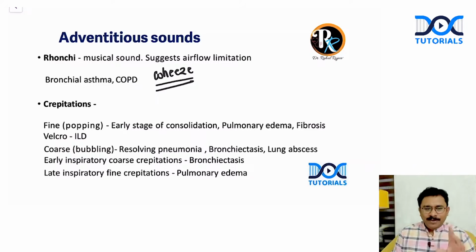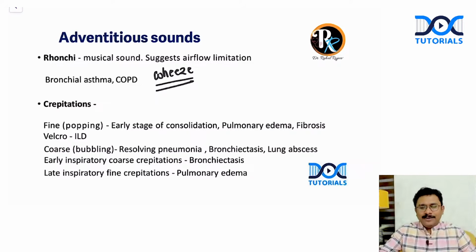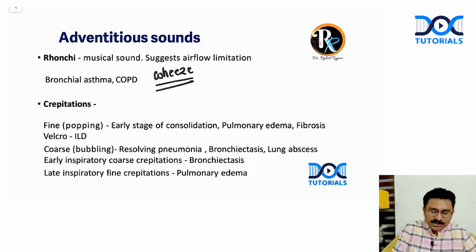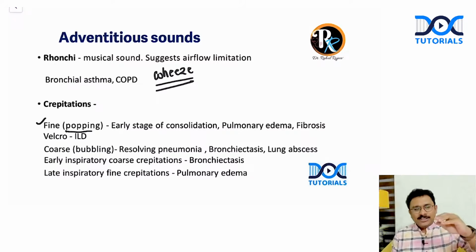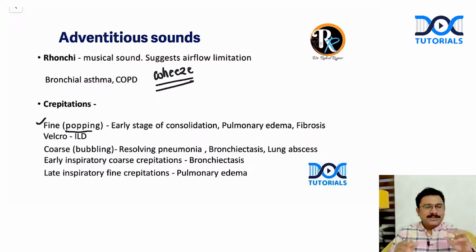Now coming to crepitations. Now there are different types of crepitations. One is a fine crepitation. So where do you get fine crepitations? Fine crepitations have a popping quality. It is seen in case of an early stage of consolidation, pulmonary edema and fibrosis. That is when a narrowed airway is getting opened. That is when you get these fine crepitations.